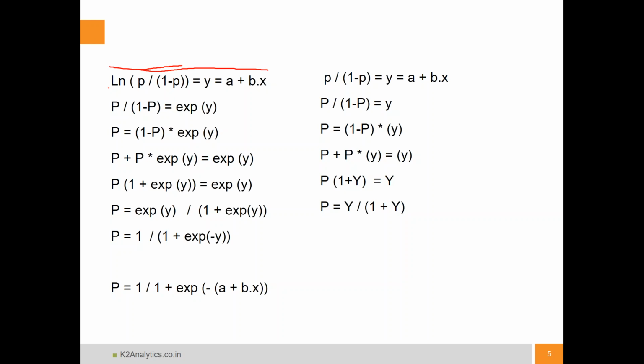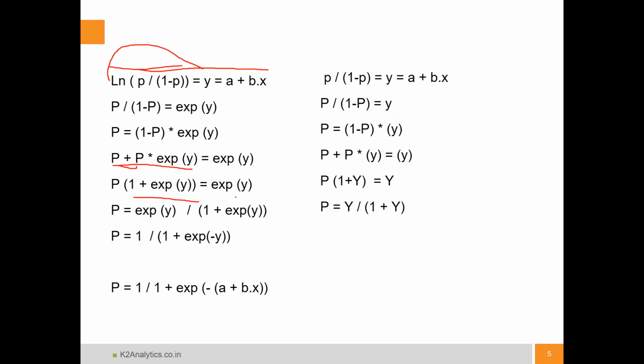If I take this log component from the left hand side to the right hand side, this will become p upon 1 minus p is equal to exponential y. If I take this 1 minus p to the right hand side, it will become p equals 1 minus p times exponential y. If I solve this and take this component to the left hand side, I make p common. This is what I get.